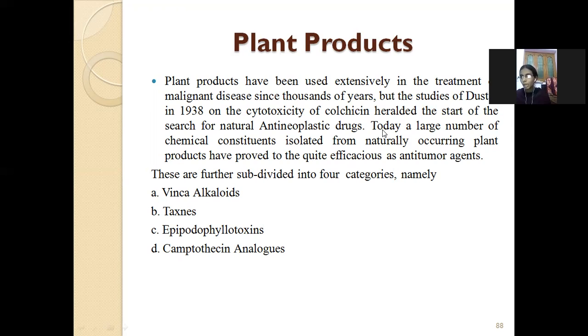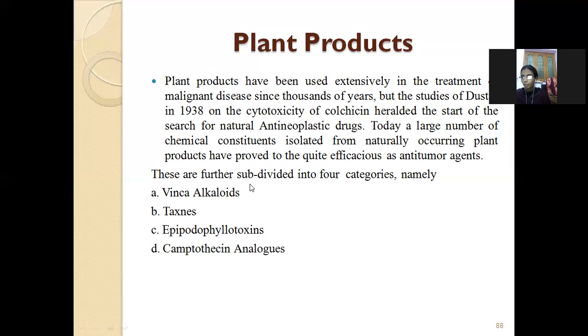Today a large number of chemical constituents have been isolated from naturally occurring products to be used in the treatment of cancer, as anti-cancer agents. In olden days, plant products were the main source for any disease. Then, as years passed, chemical constituents obtained from natural products have been used in the treatment of cancer.